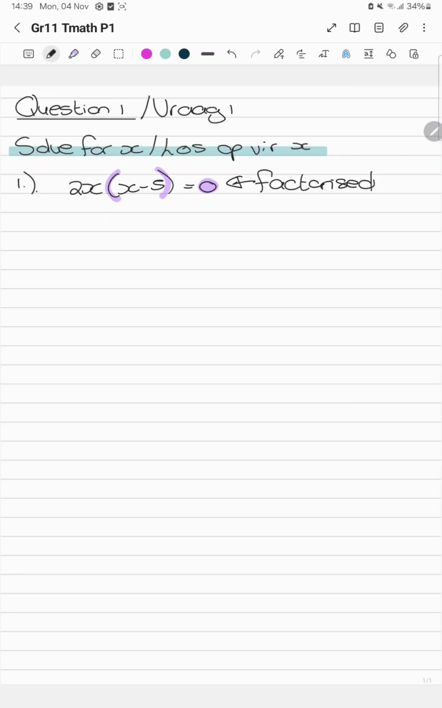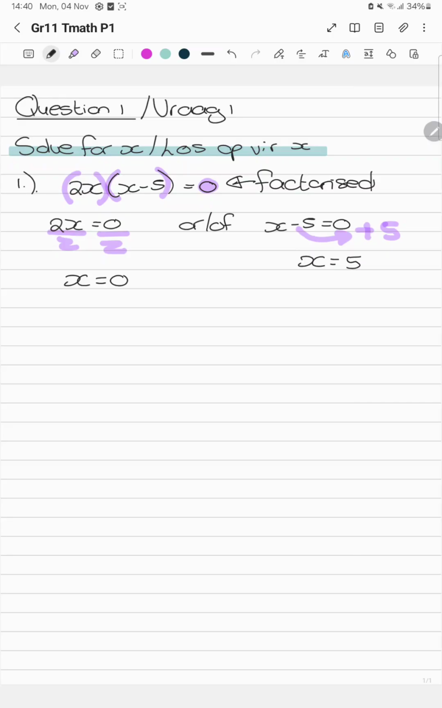So all you have to do is take your first bracket, which is 2x, and put it equal to 0. So it's going to be 2x equal to 0, or x minus 5 equal to 0. Now I have linear equations, so I need to get x alone. I divide both sides by 2, which gives me x is equal to 0. Or on this side, I take over the negative 5, which becomes positive 5. So x is equal to 5.